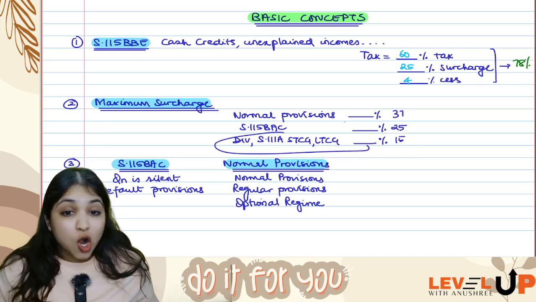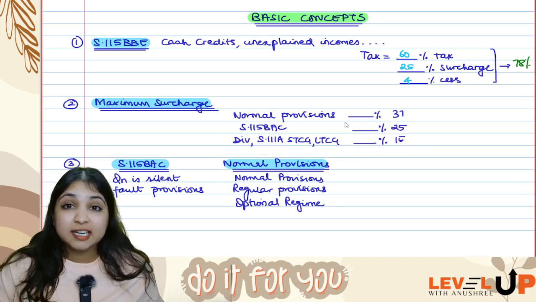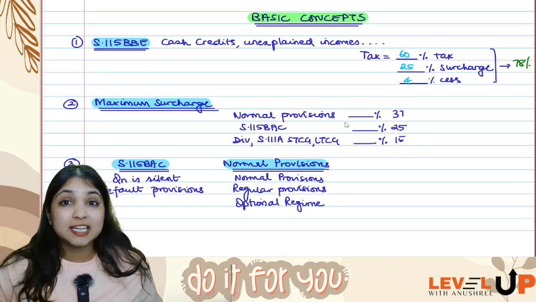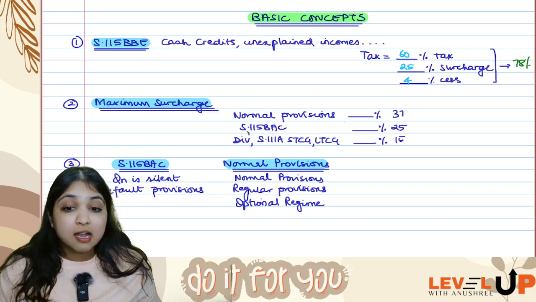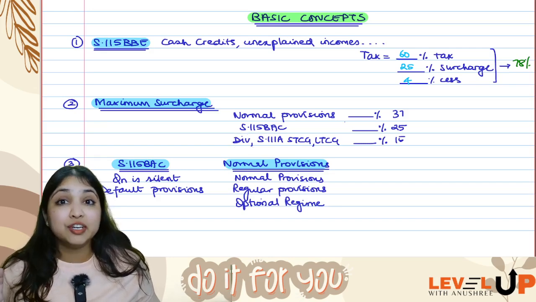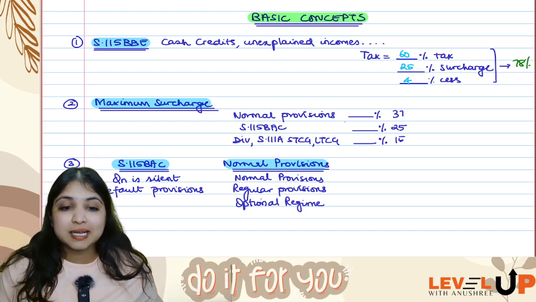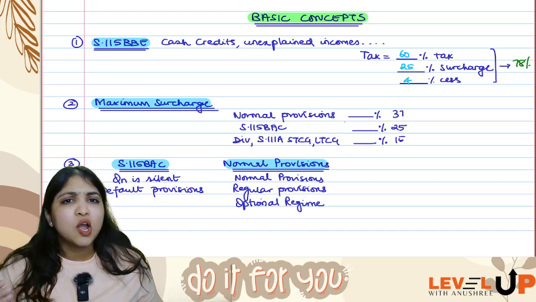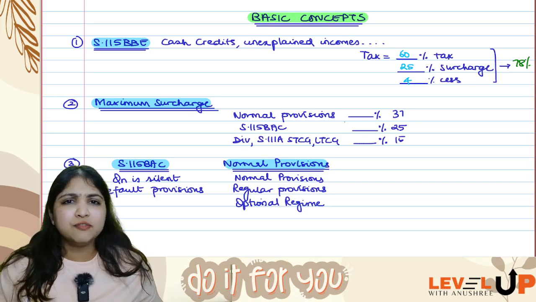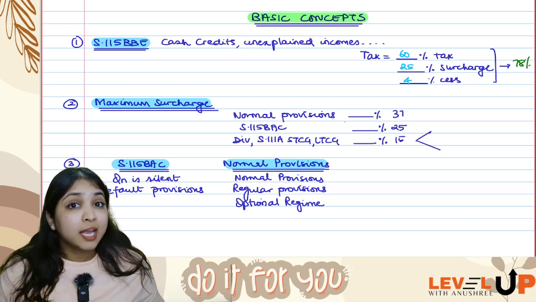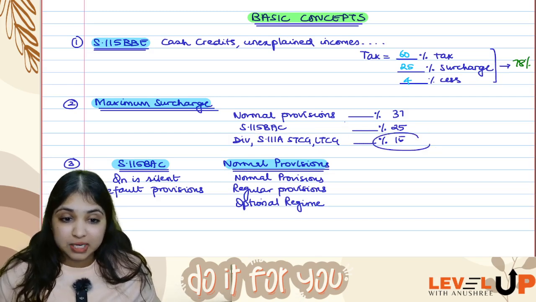Please notice, this is not special rate incomes. Special rate incomes are 111A STCG, all LTCG and your casual incomes. Here I don't have casual incomes. Instead I have dividend income. Dividend, 111A STCG and all LTCG. Here the maximum surcharge rate will be 15%. Whether my assessee is following 115BAC or not doesn't matter. In both the regimes, for these three incomes, 15% only.